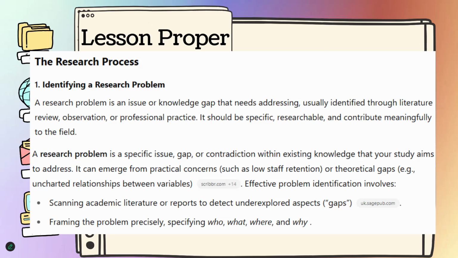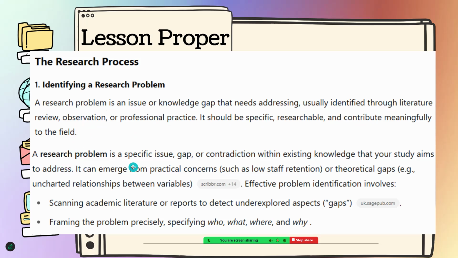This is the research process. The first one, you should identify a research problem. A research problem is an issue or knowledge gap that needs addressing, usually identified through literature review, observation, or professional practice. It should be specific, researchable, and contribute meaningfully to the field.